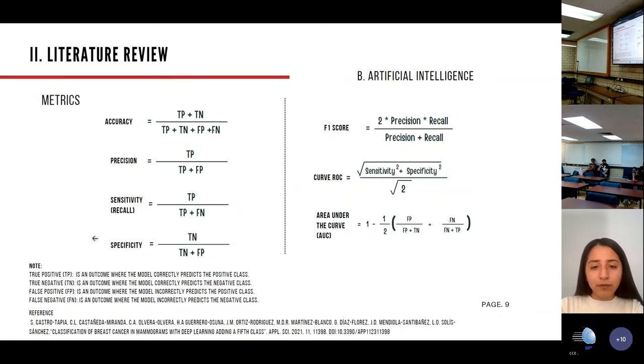Specificity shows the proportion of correctly classified negative cases. F1 score calculates the harmonic measure of the metrics precision and sensitivity. ROC is the ratio of the set of false positives to the set of true positives. Area under the curve, where the probability of correctly categorizing a positive class is determined.